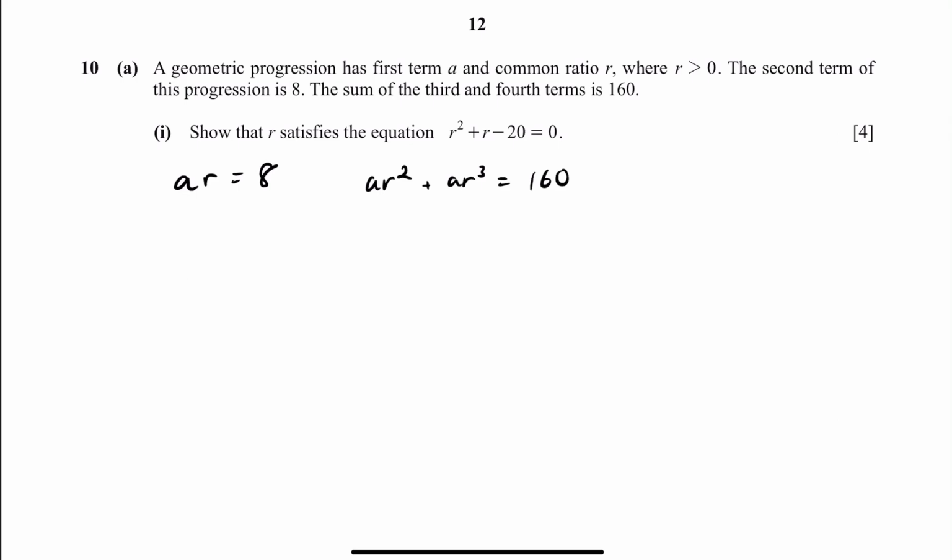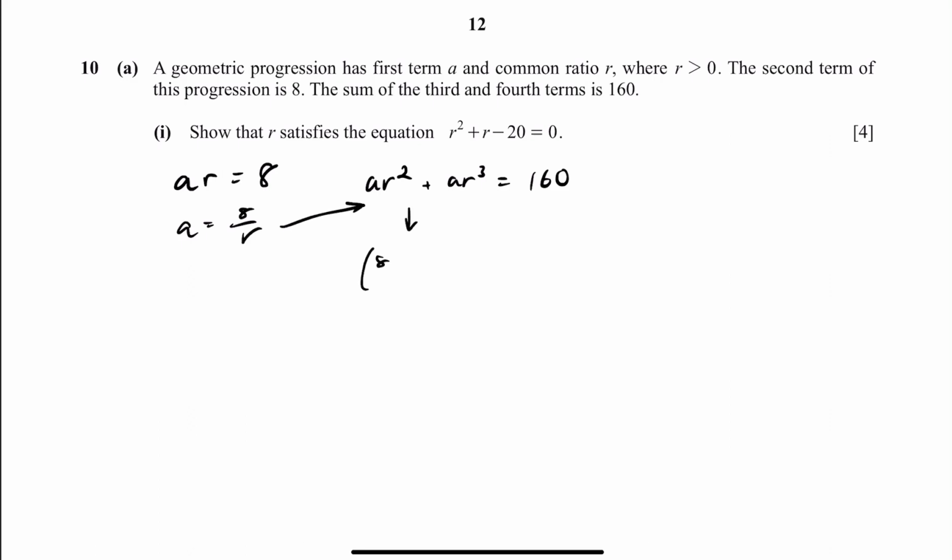Therefore, because there's only r in this equation, we have to assume that a is somehow replaced. So why don't we replace the a in ar squared plus ar cubed with a value of r. So let's rewrite a in terms of r. So a is equal to 8 over r. And now let's substitute that into this equation.